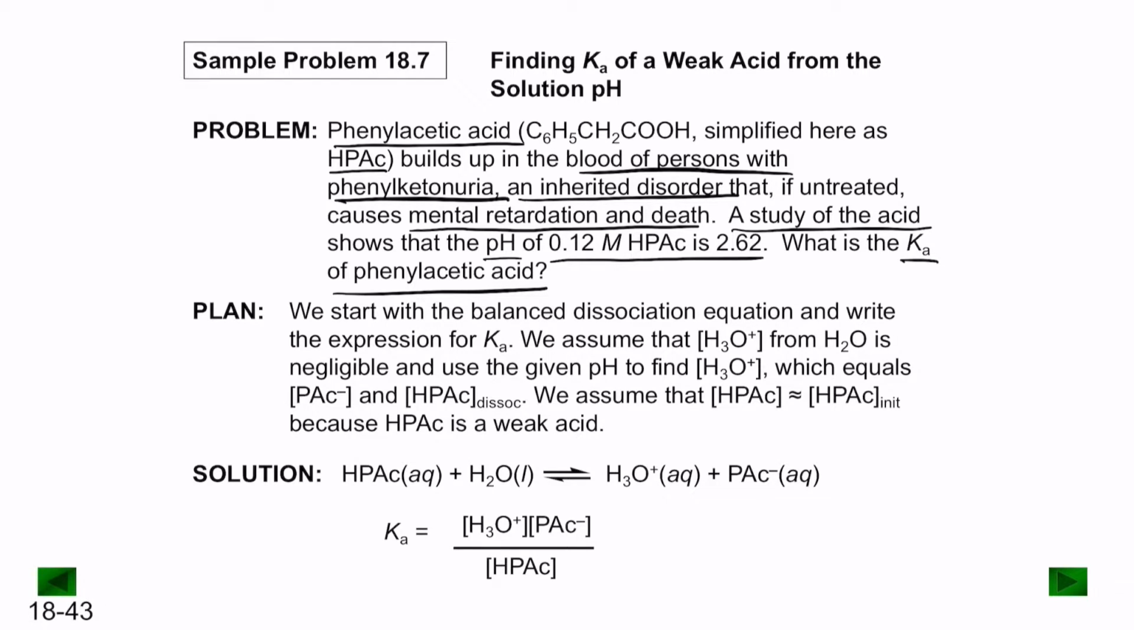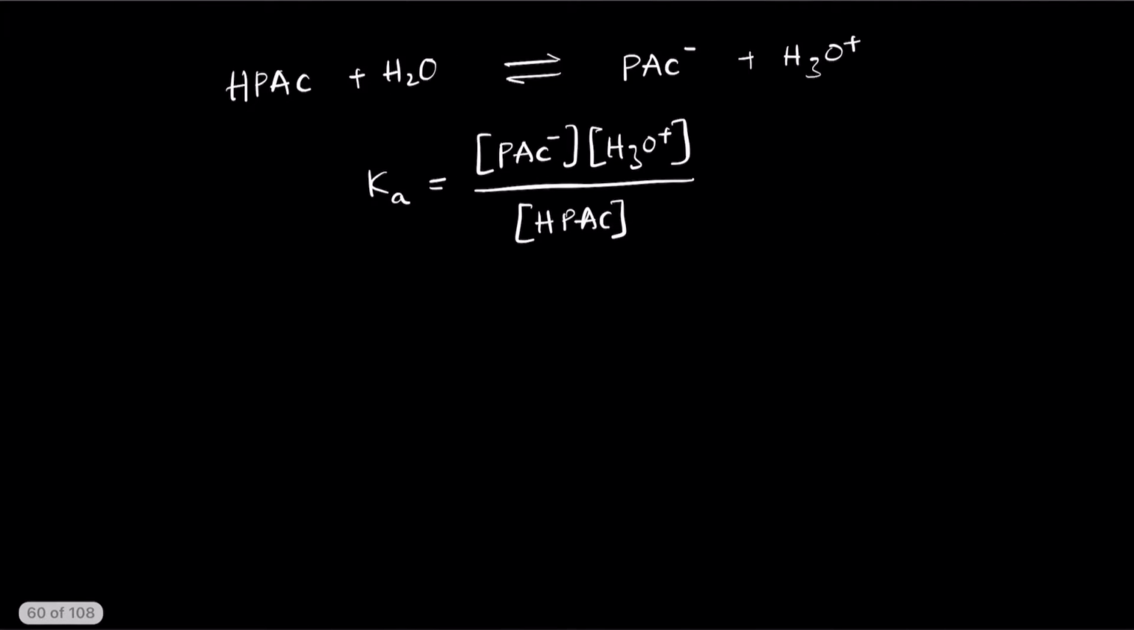Now the assumptions here are the same. So we assume that the H3O plus from the H2O is negligible. And we use the given pH to find the H3O plus, which equals the PAC minus concentration and also the dissociation of HPAC. And the initial concentration stays the same. The main reason is because HPAC is a weak acid. So how do you calculate the H3O plus concentration? Because the dissociation is really minimal, the equilibrium concentration of HPAC is equal to the initial concentration of HPAC.